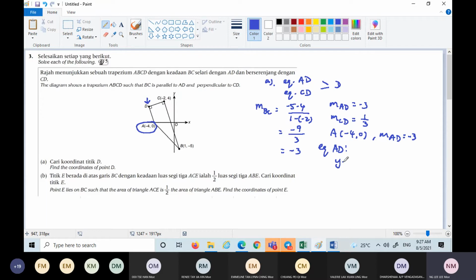Okay, so y minus y, x minus x. So here, this one you will get 1 mark.